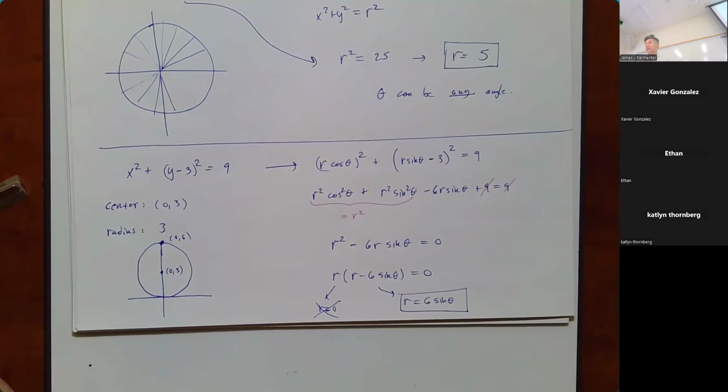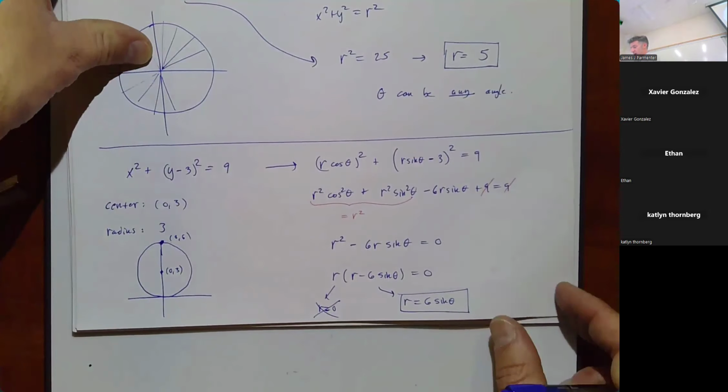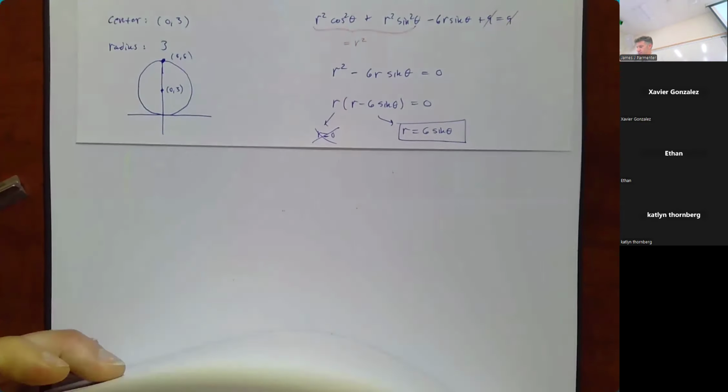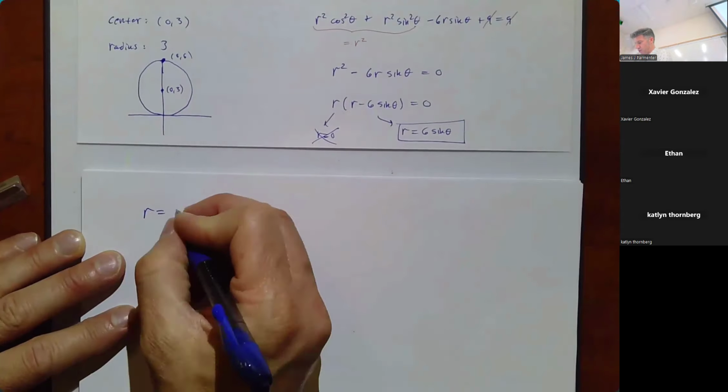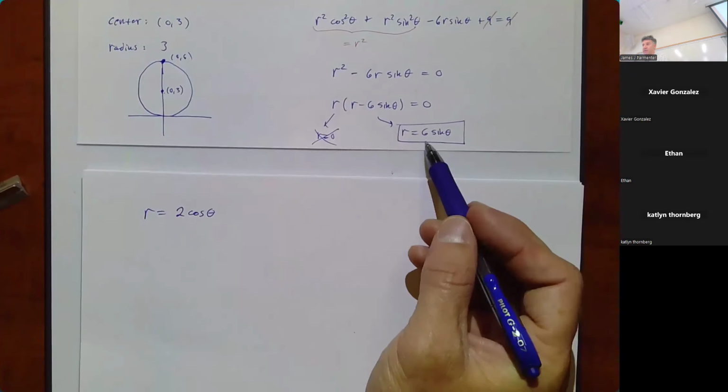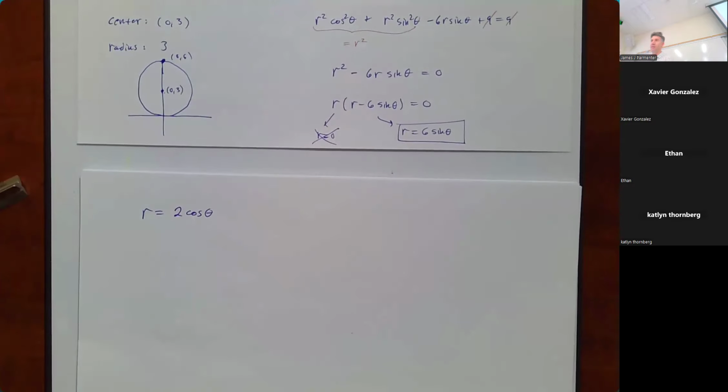And there's actually a really nice correspondence when you have r equal to a multiple of either sine or cosine of theta. You always get a circle centered on the appropriate axis, and it's centered at essentially half the distance of the coefficient. So for example, if I was going to graph r equal to 2 cosine theta, I know it's going to be a circle. It's going to be centered on the x-axis. And instead of having a center 3 away, where 3 is half of 6, it's going to have a center 1 away.